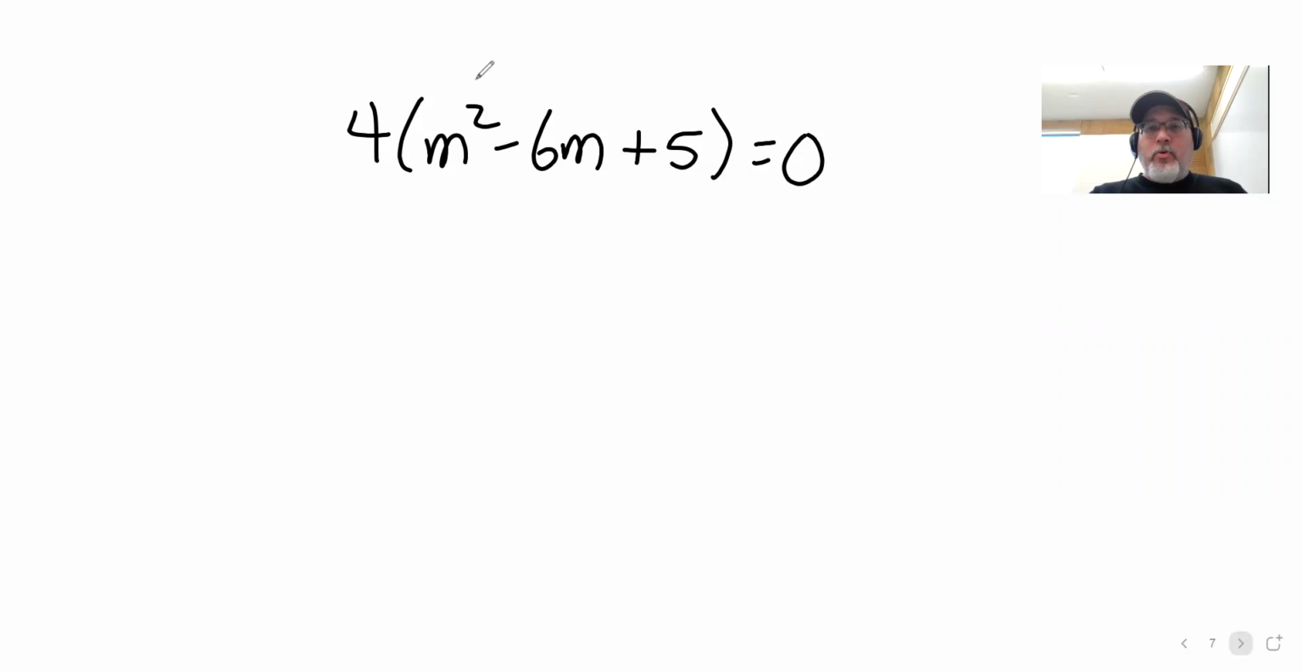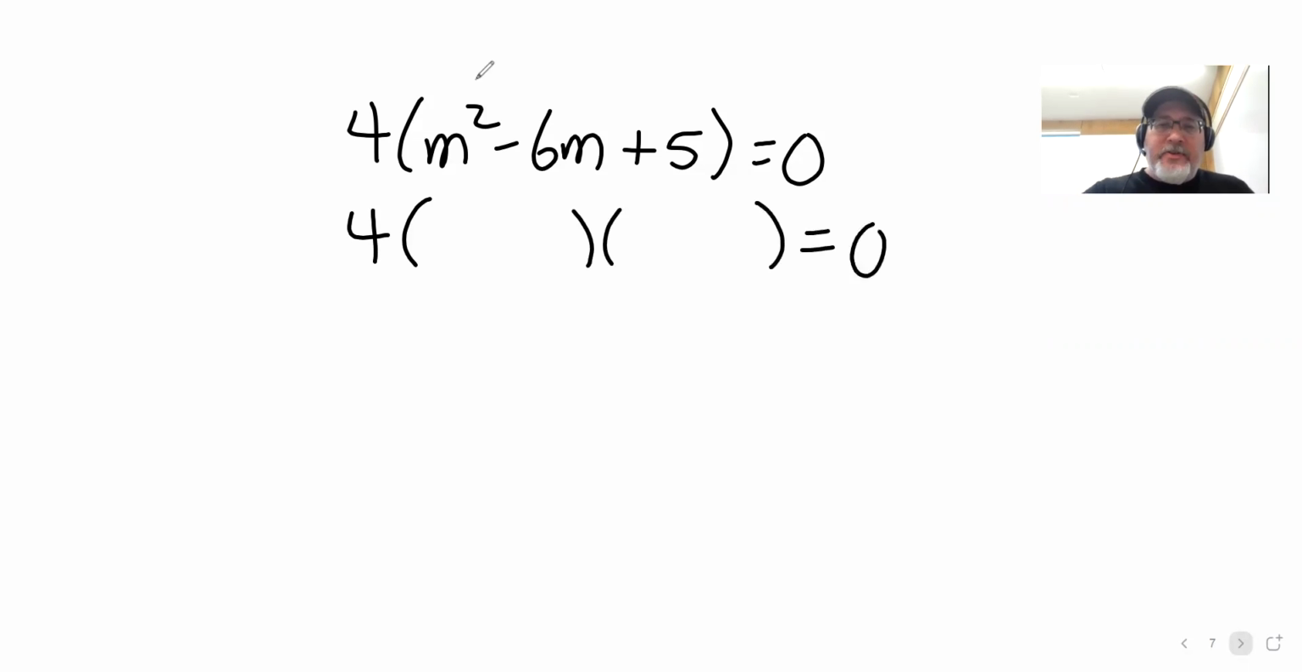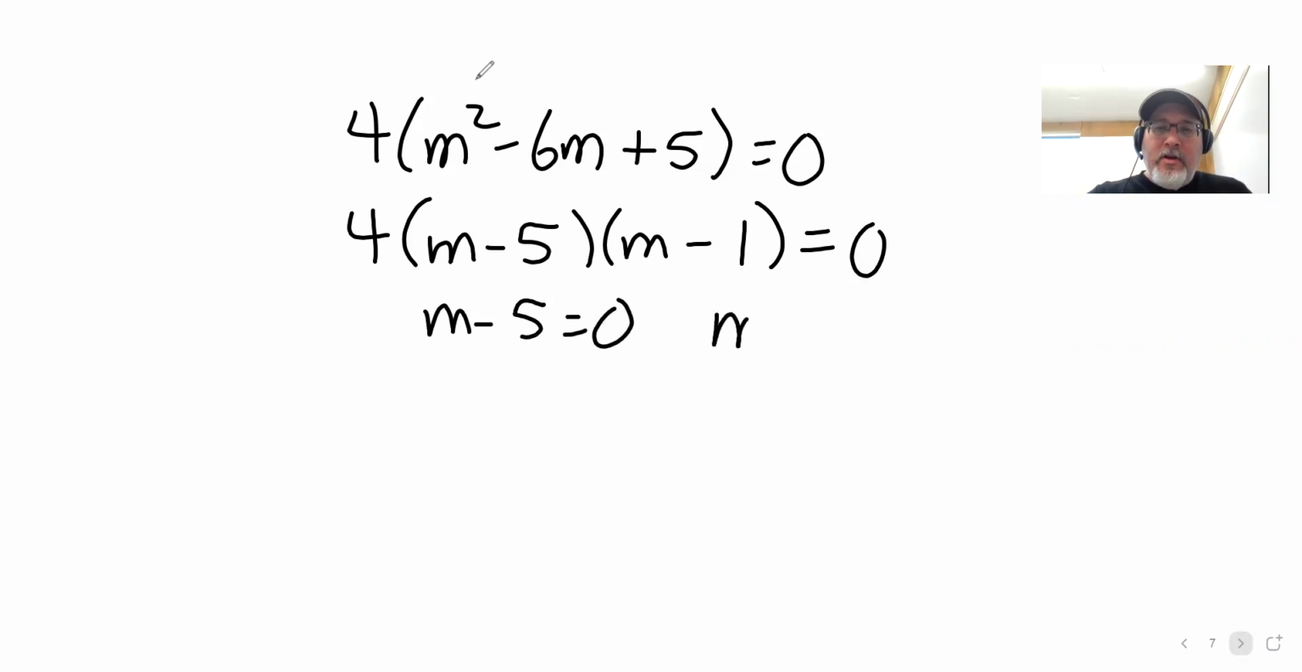You can hit the middle with the quadratic formula, but as I told you in the previous video, and I think in both this homework and the previous homework, all your quadratics will factor. This will factor into m minus 5 and m minus 1. Those are the numbers that add to give -6 and multiply to give +5, meaning that we can now set each factor equal to 0. We don't have to worry about the 4 because it can't equal 0. We get m equals 5 and m equals 1.